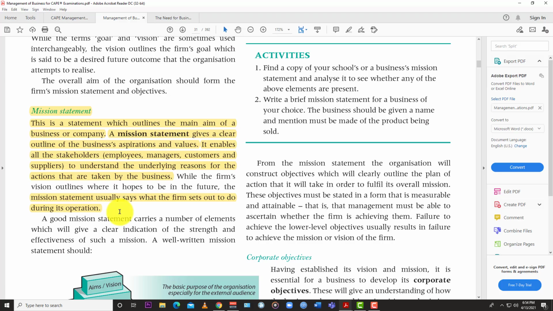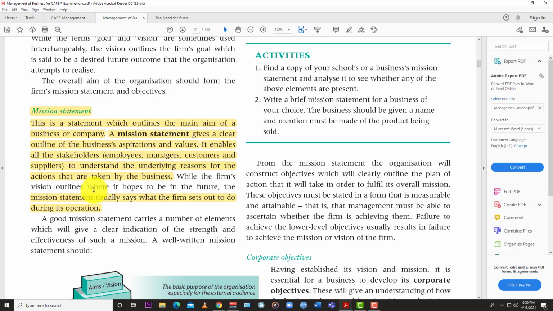Also, the mission statement usually says what the company or the firm sets out to do during its operation. During the course of operation, the mission statement outlines what the company is going to do to achieve that mission. So right there you have 3 or 4 reasons why a mission statement is important. There are others out there. For example, mission statements can be used by a company to explain their why, as in why the business exists, why they do what they have to do.